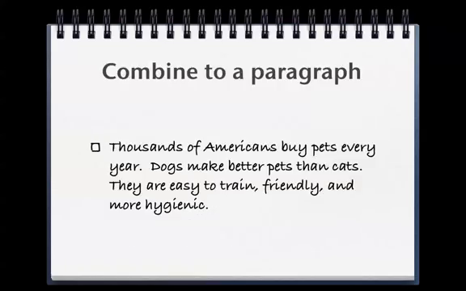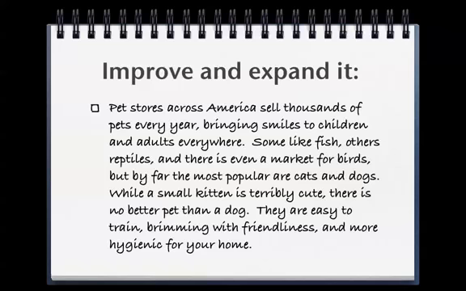Now I can combine those 3 into a paragraph. So you could simply just write it out as 3 sentences. Thousands of Americans buy pets every year. Dogs make better pets than cats. They are easy to train, friendly, and more hygienic. And this will work as an introduction, although it's a little clumsy and it's not real smooth. So probably the next step you want to take is now improve and expand it and look at how else you can say what you want to say.